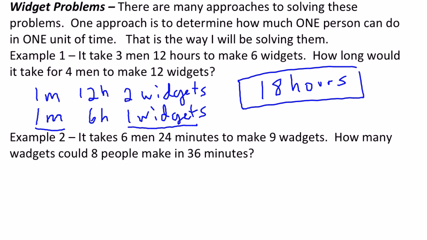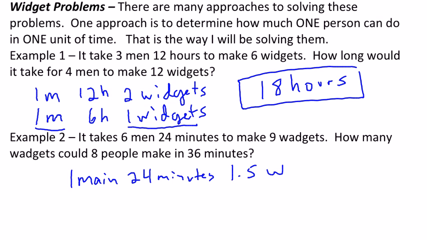Okay, example 2 says that 6 men take 24 minutes to make 9 widgets. How many widgets could 8 people make in 36 minutes? So you do the same thing. You've got 6 men and 24 minutes to make 9 widgets. Well, that means that 1 man in 24 minutes can make, well, we divide, if 6 men make 9, then one of them makes 9 over 6, which is the same as 1.5 of these widgets.